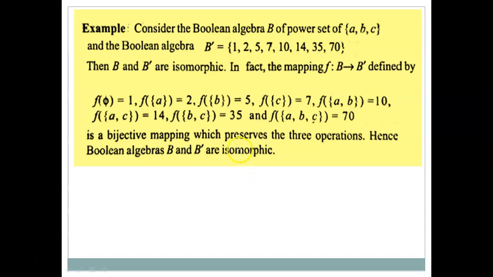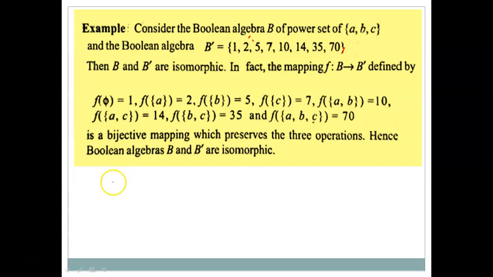For example, we have the same situation as I have discussed. In this example, you can see the Boolean algebra B of power set ABC and a Boolean algebra B dash. This one is the Boolean algebra of divisors of 70. Then B and B dash are isomorphic. In fact, we have a mapping B to B dash defined by a 1-1 onto map so that all the properties are satisfied, those three properties, then these can be the isomorphic Boolean algebras.